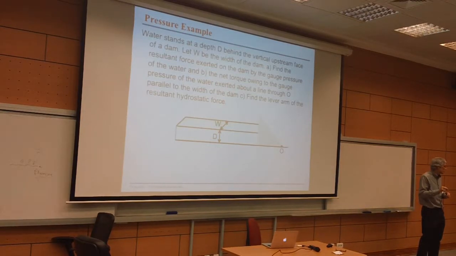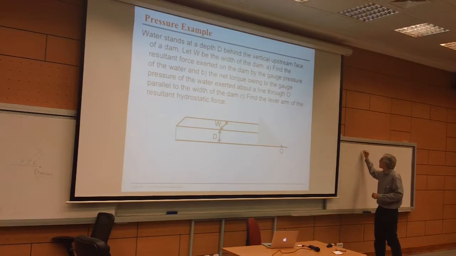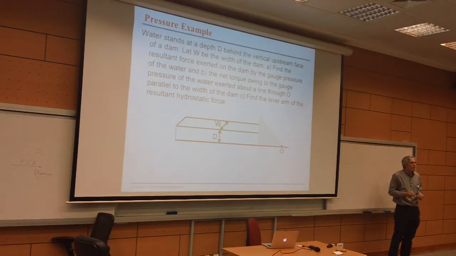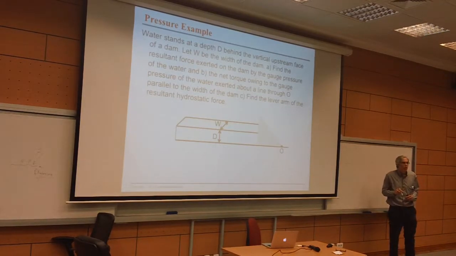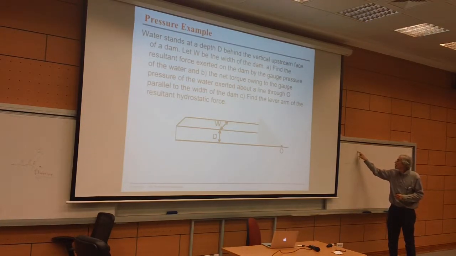The resultant force. Okay, let's go through the problem together. So here's the wall of the dam. We have a width W, we have a depth D. Let's call this point y equals 0, and this point y equals D. So we'll define y so that it's positive as we go down.